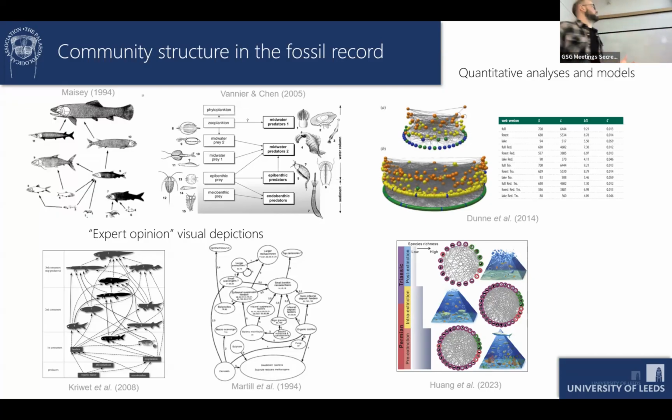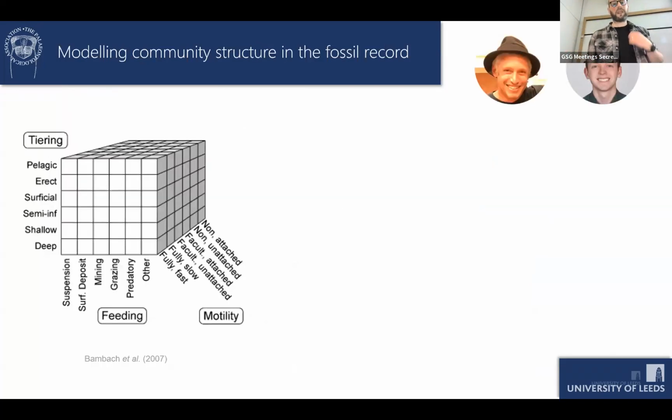So what we wanted to do was build a modeling framework where we can take some organisms from the fossil record and base a model on whether they'd be likely to eat one another. And from that, we can start building up these interaction networks.